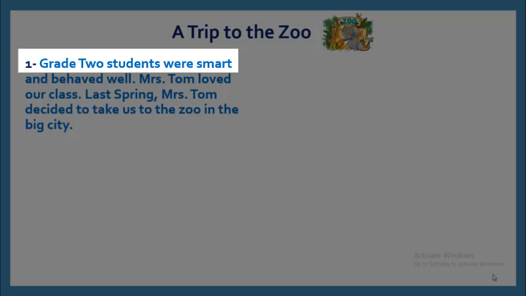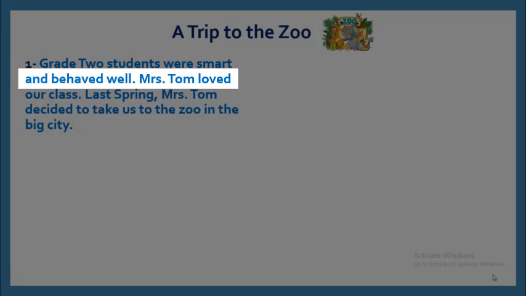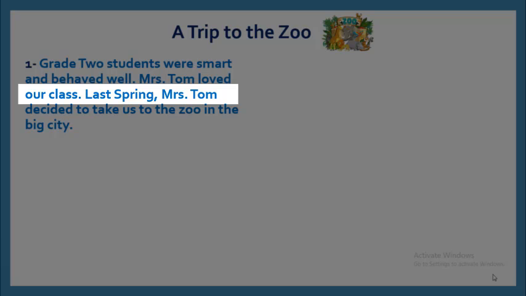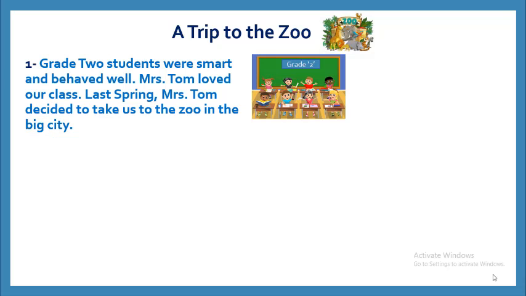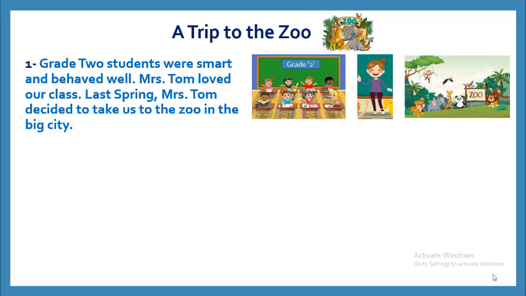Let's see. Grade 2 students were smart and behaved well. Mrs. Tom loved our class. Last spring, Mrs. Tom decided to take us to the zoo in the big city. Here are grade 2 students. Their teacher Tom loved them a lot because they were smart and polite like you. So the teacher decided to take them to the zoo.